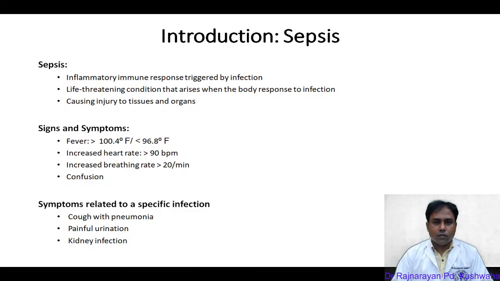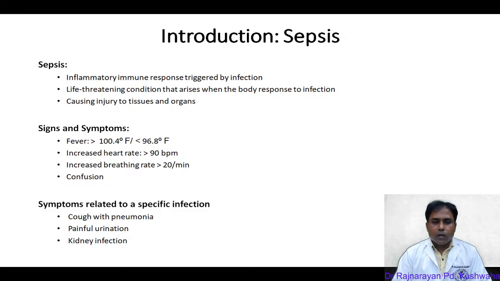The person gets fever of more than 100.4 degrees Fahrenheit, or is in hypothermia, and hypothermia is defined as a temperature below 96.8 degrees Fahrenheit. His heart rate will increase to more than 90 beats per minute. His breathing rate is increased, mostly more than 20 per minute, and he is in confusion.